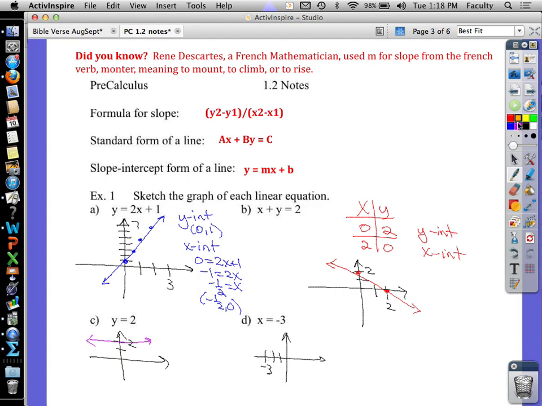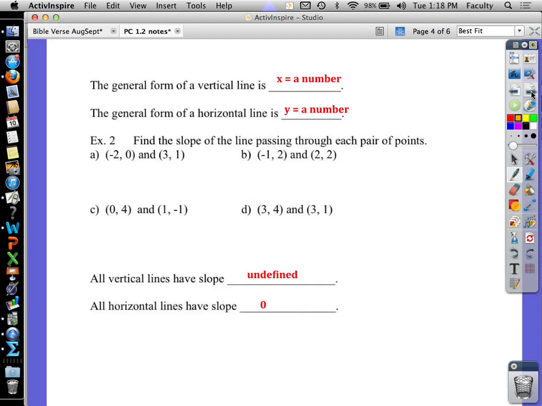And then how about x equals -3? What kind of line is that? It's a vertical, and if it helps you, think of that as two V's coming together. The general form of a vertical line is x equals a number. The general form of a horizontal line is y equals a number.